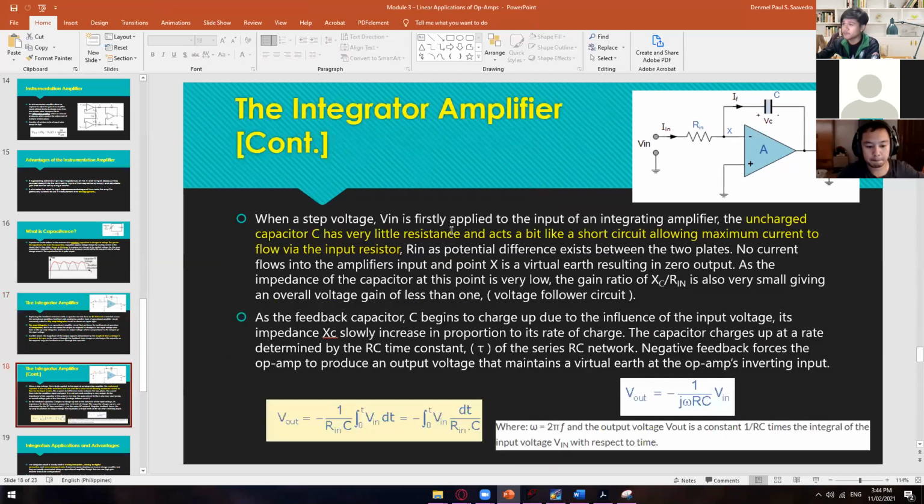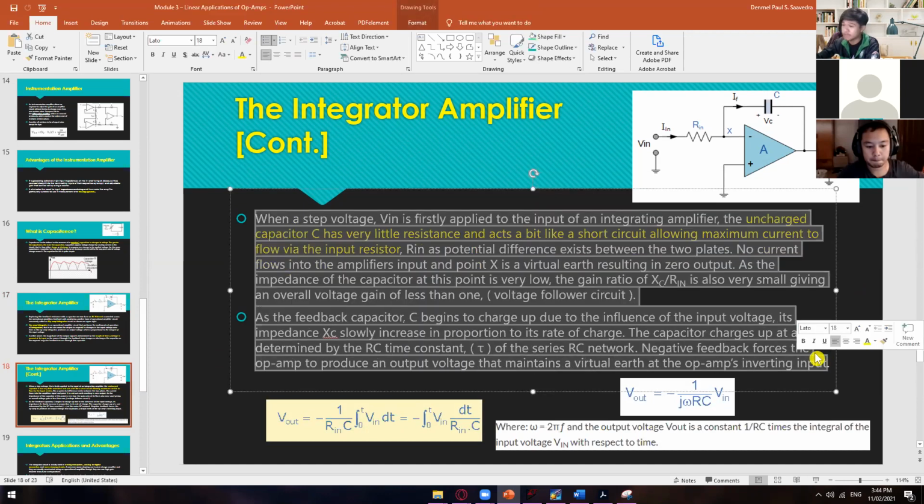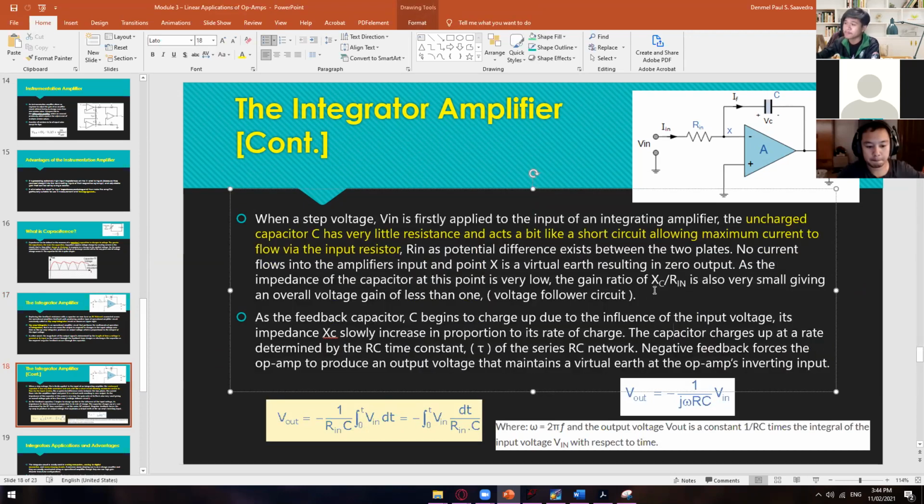So here's a continuation for the integrator amplifier. Basically, this one is just an explanation on why we're having a shift from the input to the output voltage. Like what is the difference between the output and how did it become like this? I will leave the reading part with you guys, but here it's just explaining.